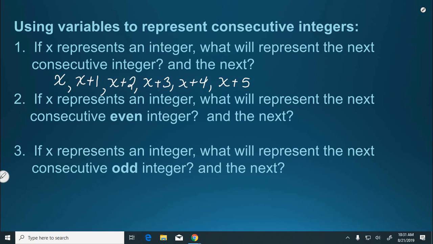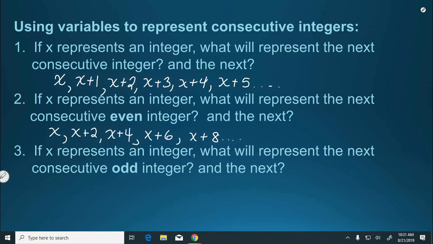If x represents an integer, what will represent the next consecutive even integer? Well, remember, even numbers are 2 apart. So if x is even, to get to the next even number, I would just add 2. Then add 2 again, which gives me x plus 4. Then add 2 again, which gives me x plus 6. Then add 2 again, which gives me x plus 8, and so on.